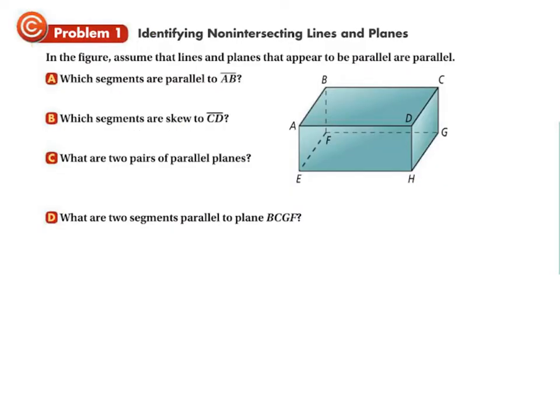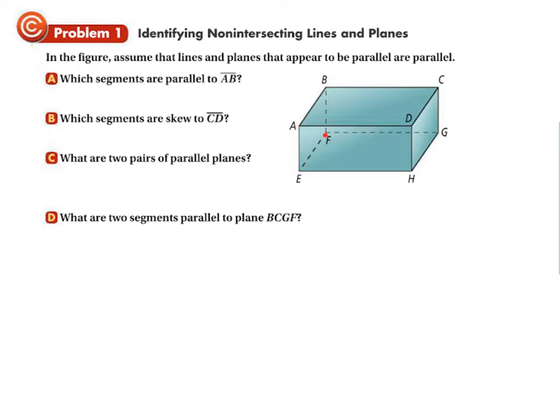Now, here's a figure. They're going to ask you to identify certain things. It says, assume that lines and planes that appear to be parallel are parallel. This appears to be parallel to this, so we can assume that it is. Normally we won't, but they're telling us we can. Okay, so which segments are parallel to AB? Where's AB? It's right here.